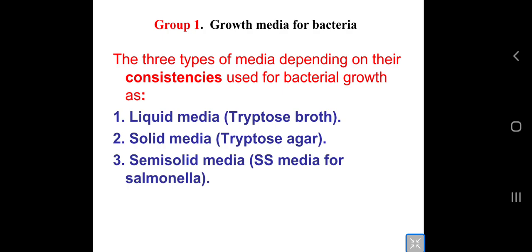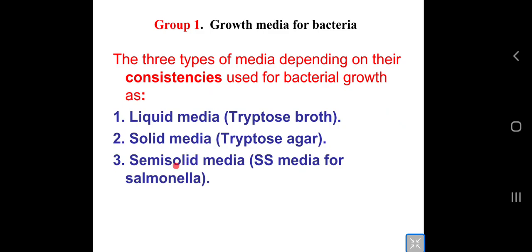Okay, now this one, you need to know. 3 of them, you need to know. How do you need to know this one? I'm giving you multiple choice. By consistency, all media divide into 3 categories: liquid media, solid media, and semi-solid media.